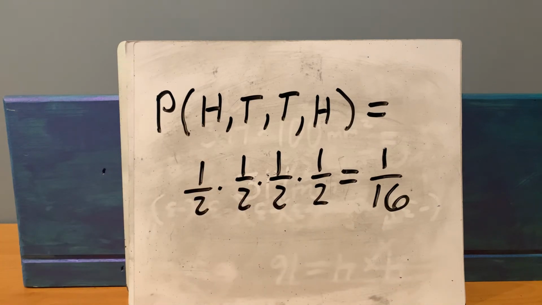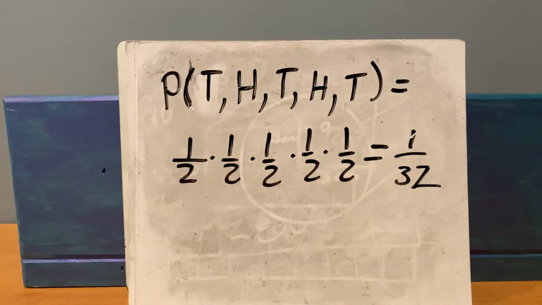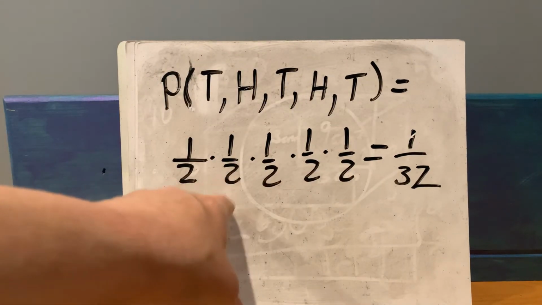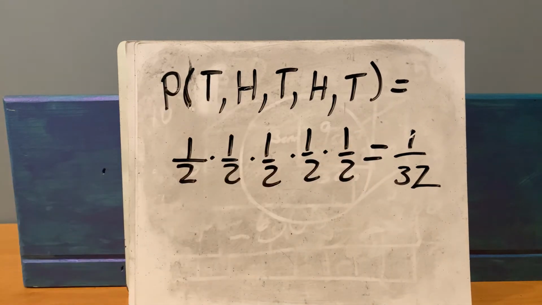So we could go on. We could keep going with this. The probability of tails, heads, tails, heads, tails is 1/2 multiplied by 1/2, multiplied by 1/2, multiplied by 1/2, and multiplied by 1/2 again, which equals 1/32. So again, the probability is the product of independent events occurring in a specific order. So you multiply the probability of each event.